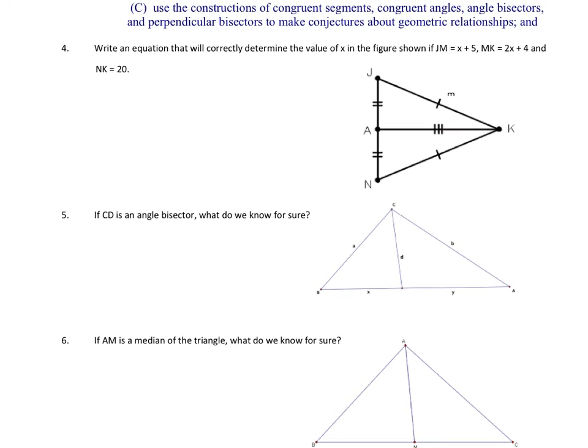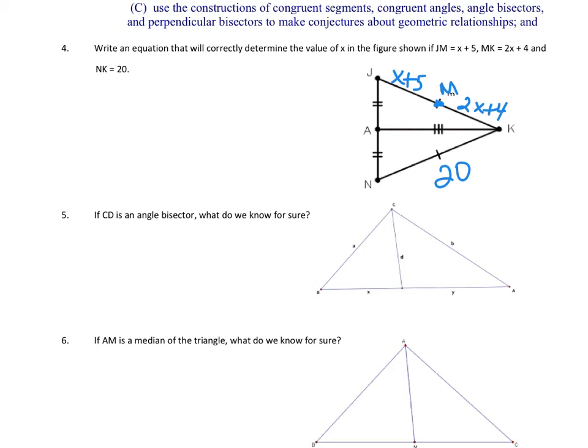Write an equation that will correctly determine the value of x in the figure shown if JM, okay, that must be an M right here. Not a small m, it has to be capital if we're naming a point. JM is x plus 5, and 2x plus 4 is MK, and NK is 20. So notice all the markings on the triangle.